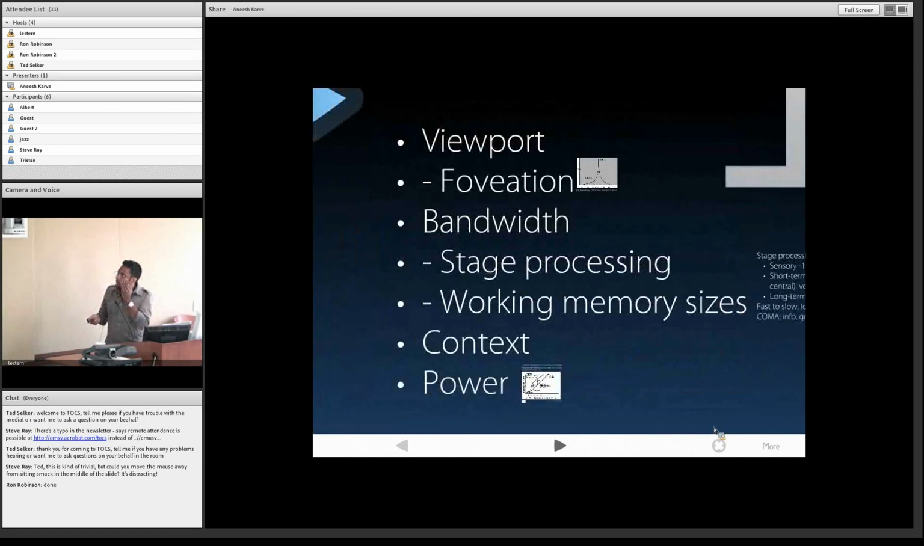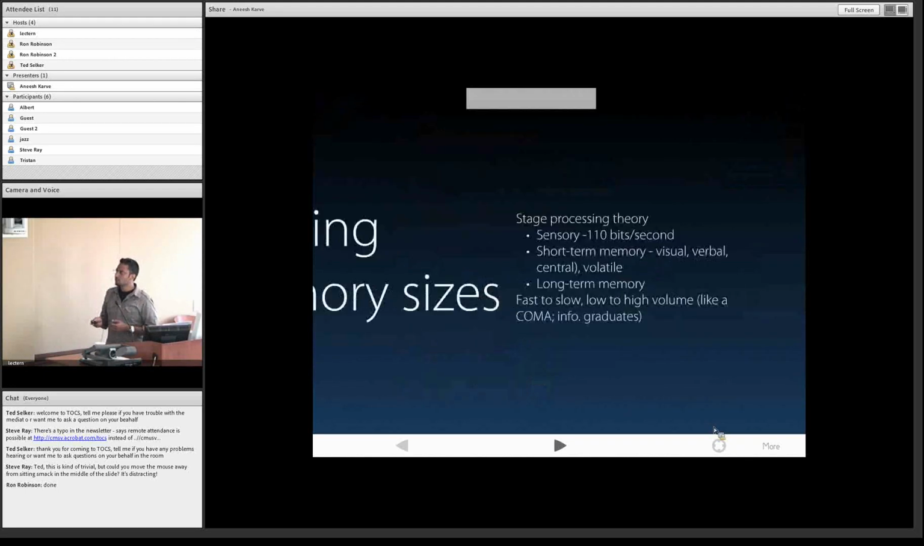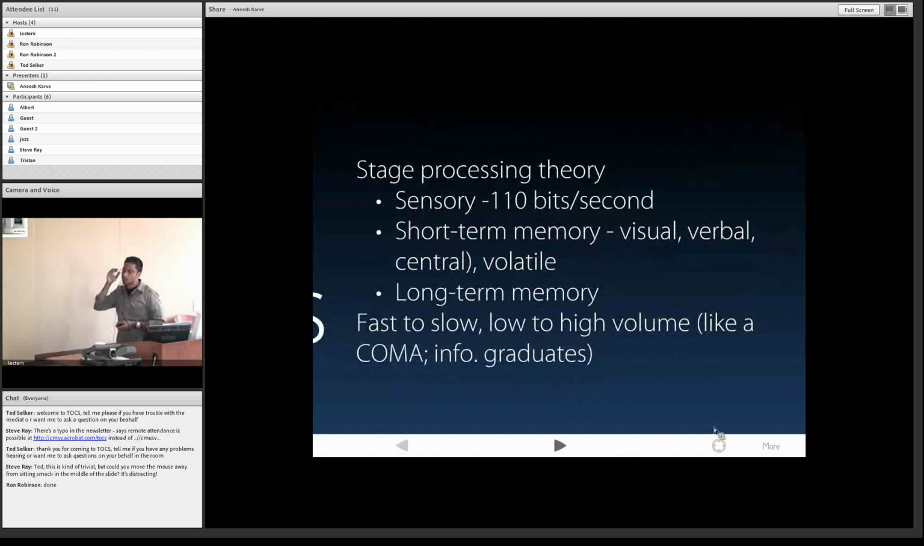Now we're going to talk about bandwidth from the perspective of stage processing and our working memory sizes. The idea in stage processing is pretty simple, and it says that in order for human beings to acquire information, the information needs to pass through 3 stages. And those stages are sensory, short-term memory, and long-term memory.